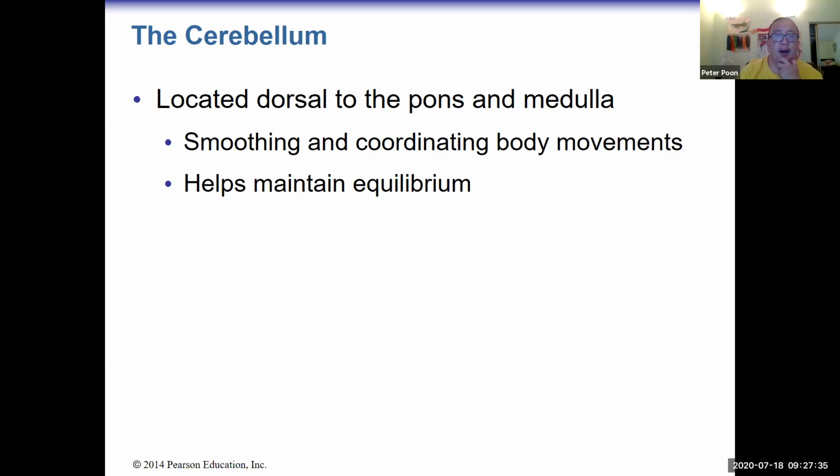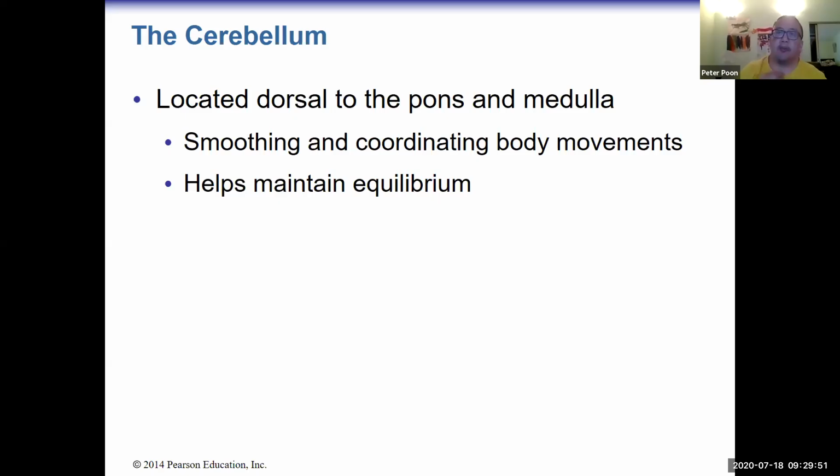Okay. The cerebellum. The cerebellum is located dorsal to the pons and medulla. It smooths out and coordinates body movements. I'll explain a little bit about what that means.